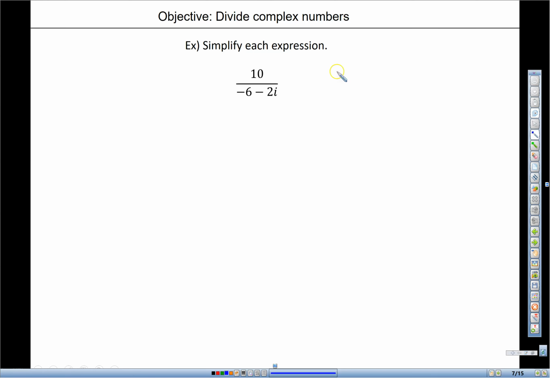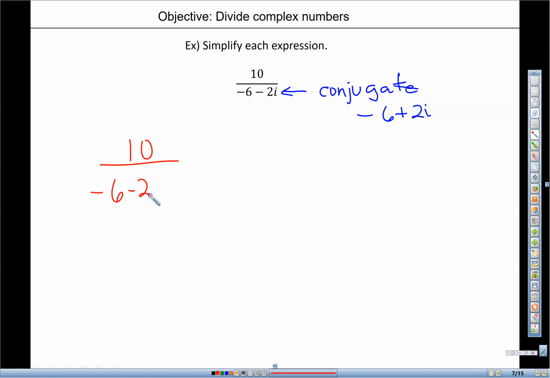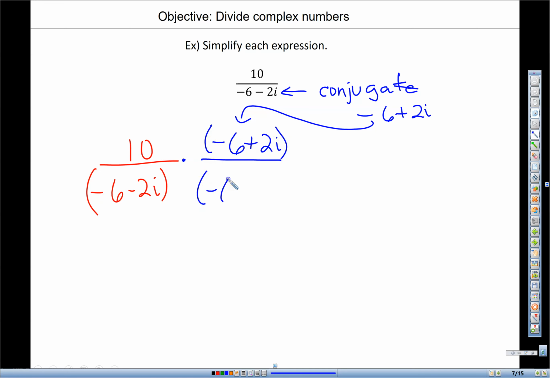So what we need first is the conjugate of our denominator, -6 minus 2i, and that conjugate would have the same first term, and that would be a -6, and its second term would be the opposite. So instead of a minus 2i, we'd have a plus 2i. So we are going to take the 10 and the -6 minus 2i, and we multiply by that ratio of 1 that's created using the conjugate here, so that both numerator and denominator are multiplied by the same thing.